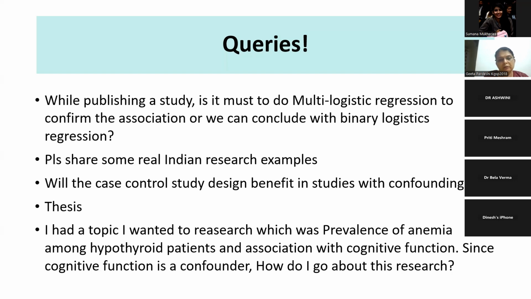question, which was: I had a topic for research where I wanted to study the prevalence of anemia and hypothyroid patients and association with cognitive function. Since cognitive function is a confounder, how do I go about this research? Now, this question was from Dr. Priyanka from IGMC, Nagpur. I don't know whether she's there because many have left.